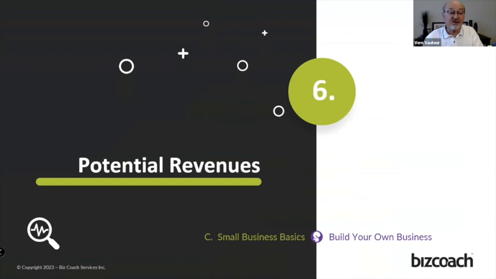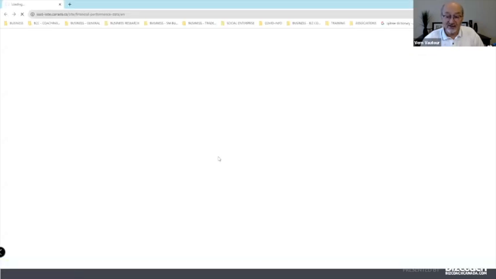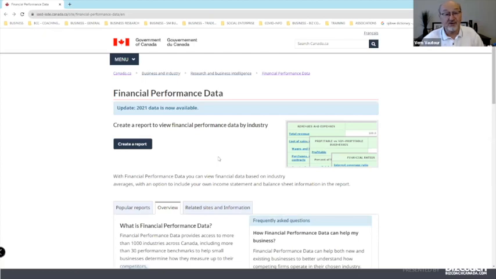Now, interestingly, I might want to look at potential revenues in the industry. I'll just write this down. It's NAICS code 561730. That was a NAICS code for landscaping. So I can go to, this is a link. This is a financial database of every company that registers with Revenue Canada and reports income. So I can actually get performance data and create my own report. So I can have a look at what the potential landscape looks like.